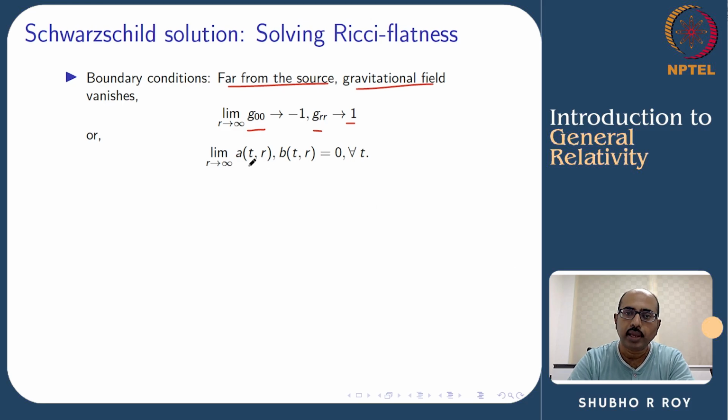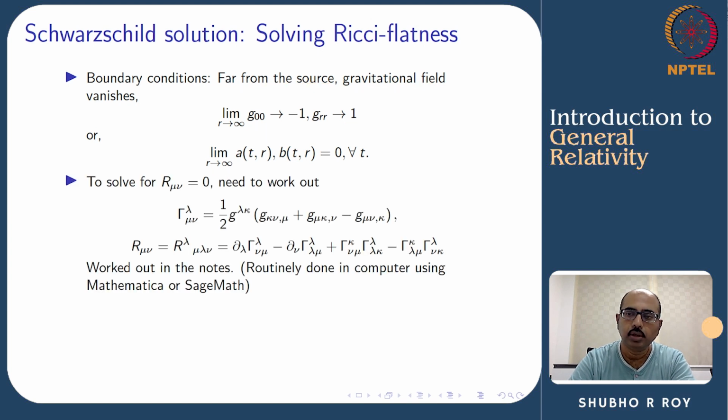So A and B must both approach 0 when r goes to infinity for all times, regardless of the time. It doesn't matter, because this metric must become Minkowski very far. So then for all times at r equals infinity, A and B must approach 0. Okay, they must vanish. All right. Next thing is to solve for this Ricci flatness.